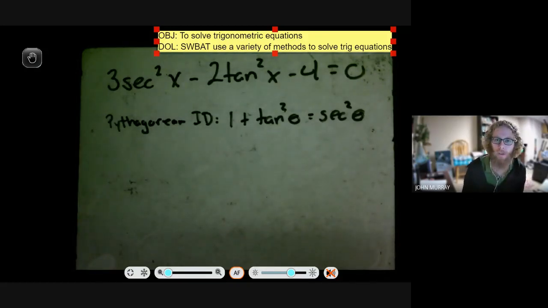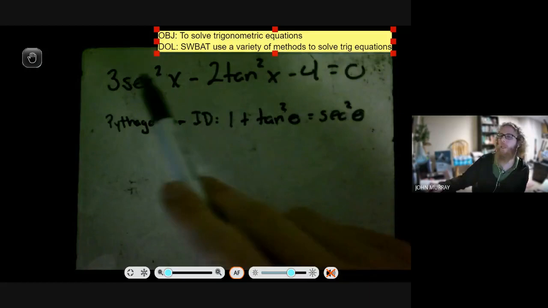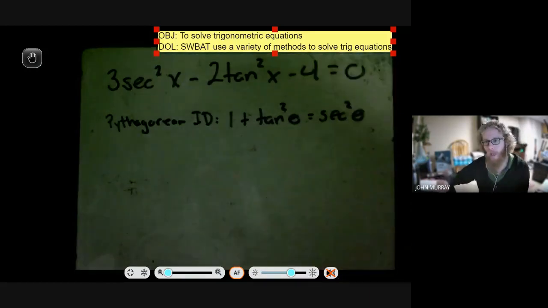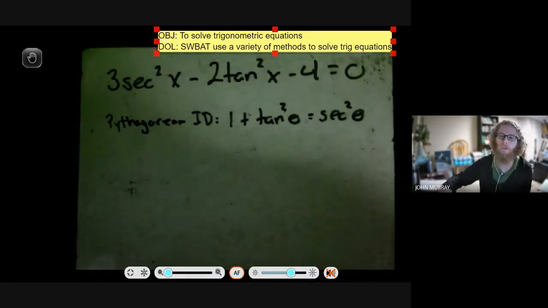Two things that are a little different. Well, we're dealing with secant and tangents instead of sines and cosines. And here we have 2 squared. Before we only had 1, and there it was a little straightforward. It was a little easier to pick how to substitute.